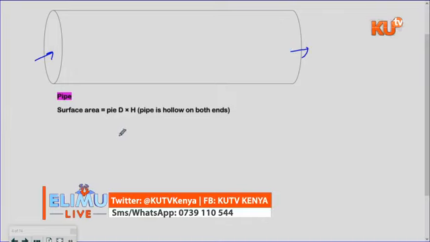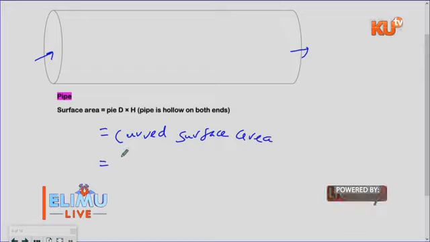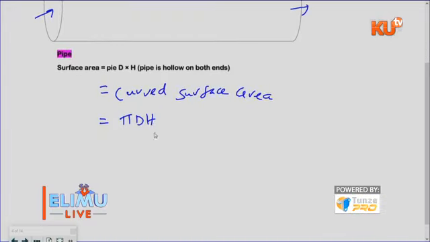So you come here and say the surface area is pi dh, just the curved surface area, actually. That is how to find the surface area of a pipe. So how do you find the curved surface area? Pi dh. Curved surface area is pi dh.